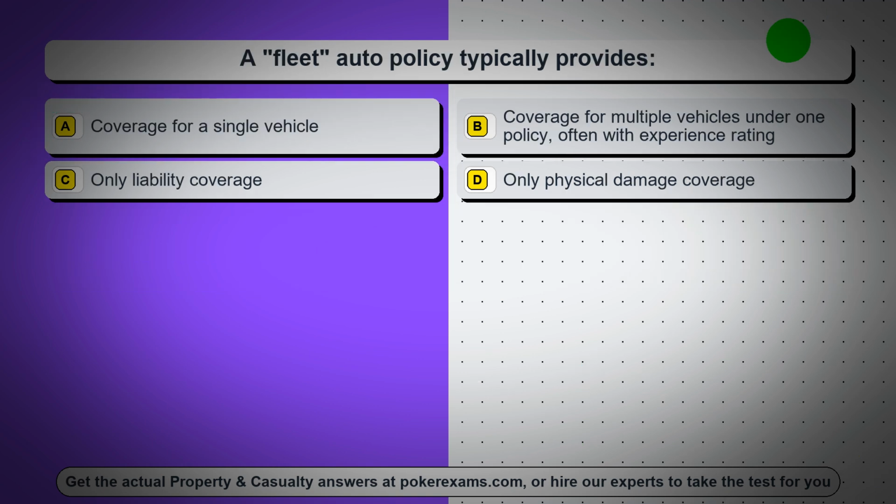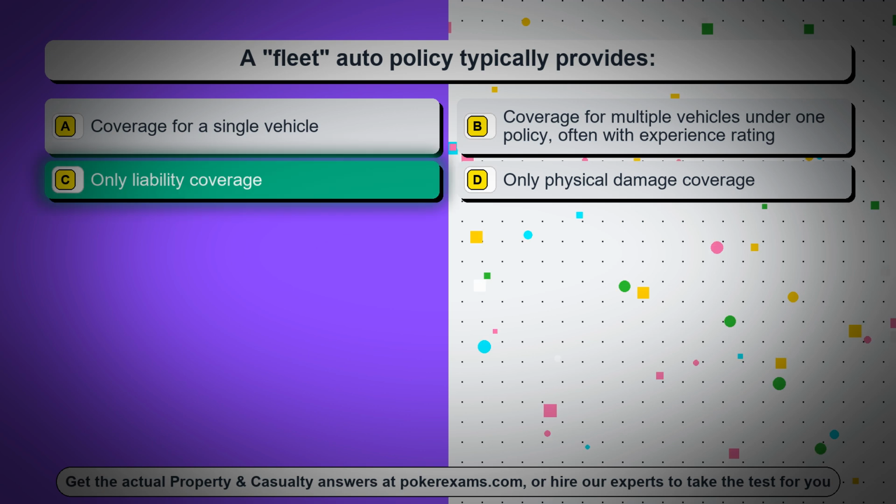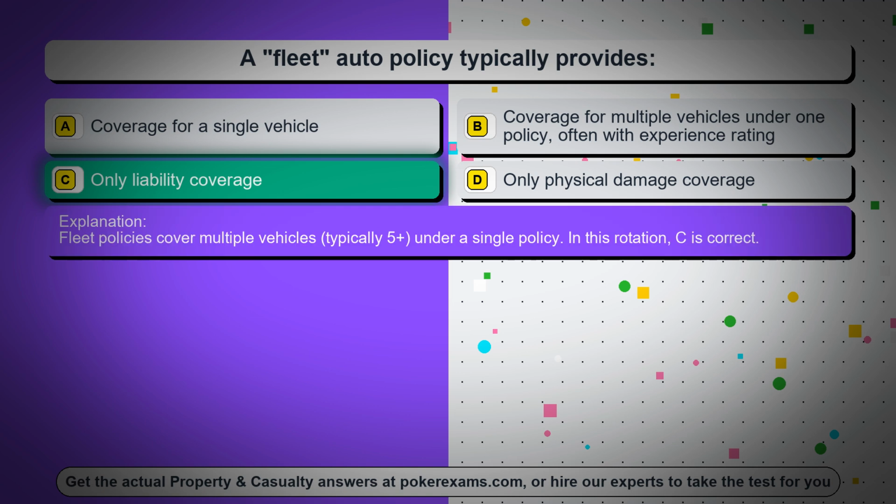Question 95. A fleet auto policy typically provides, option A, coverage for a single vehicle. Option B, coverage for multiple vehicles under one policy, often with experience rating. Option C, only liability coverage. Option D, only physical damage coverage. The correct answer is option C, only liability coverage. Fleet policies cover multiple vehicles, typically 5+, under a single policy. In this rotation, C is correct.